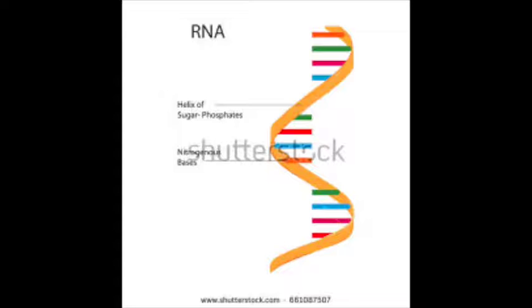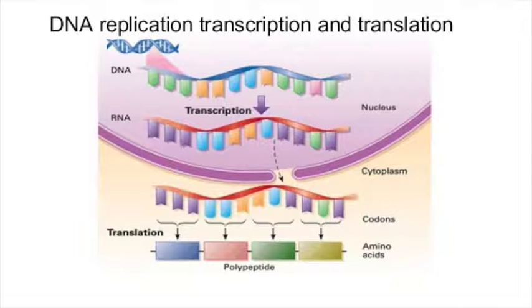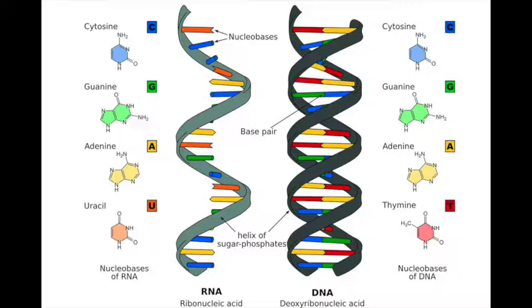Now, the first step to creating proteins is transcription. This is when RNA is formed by using the DNA as a template. Unlike DNA, which is a double helix structure, RNA is only a single strand. There are 3 major types of RNA. There is tRNA, mRNA, and rRNA.